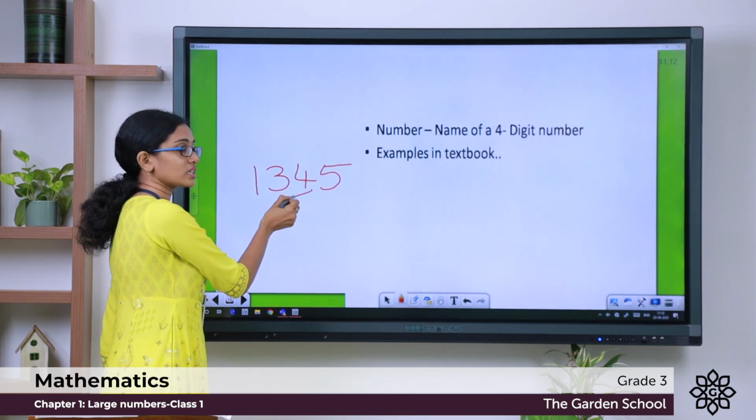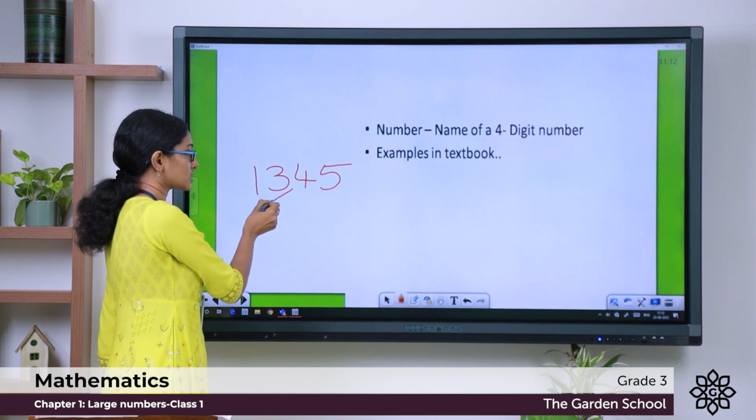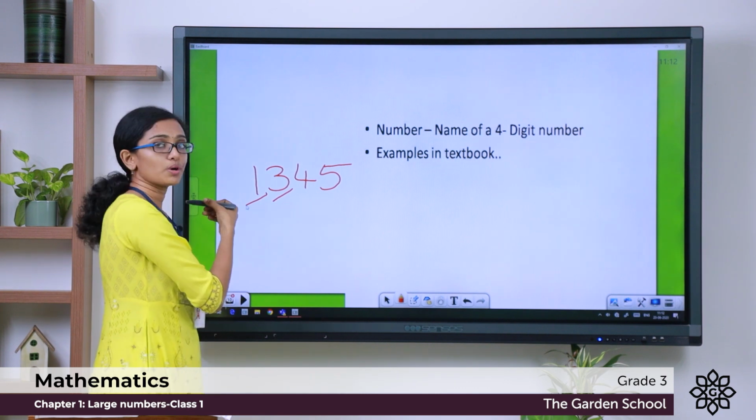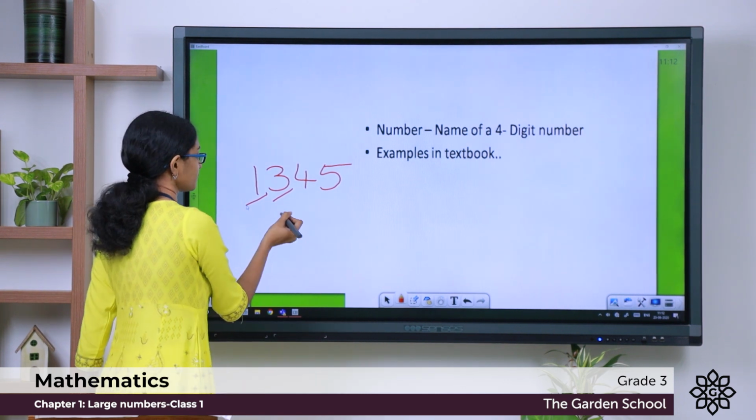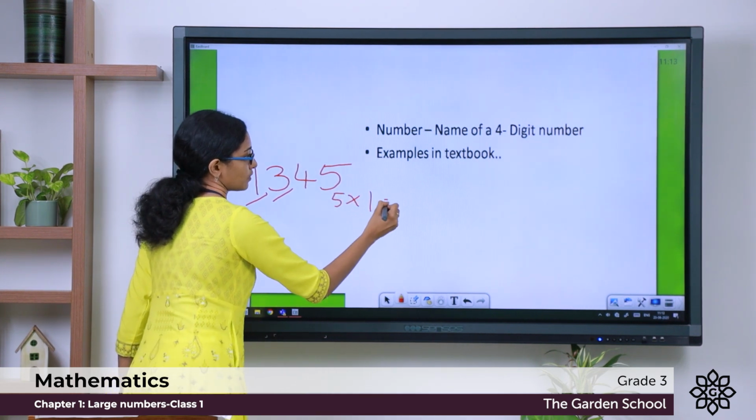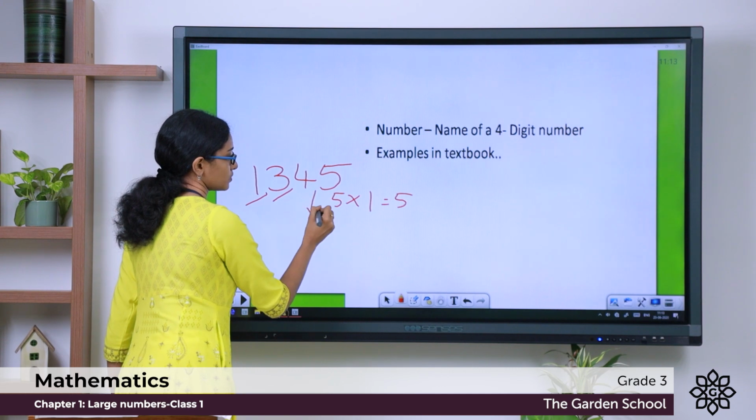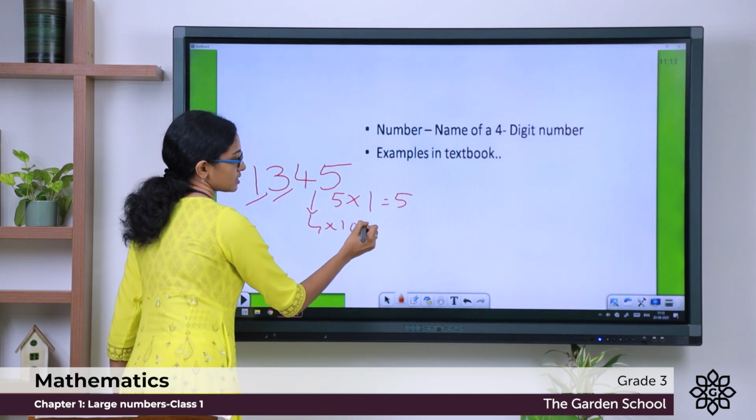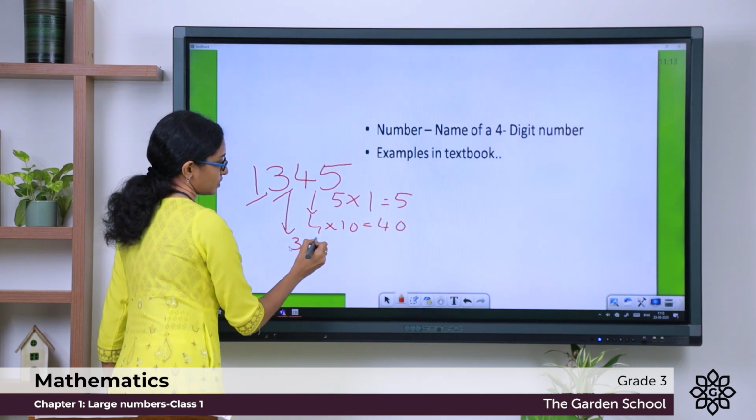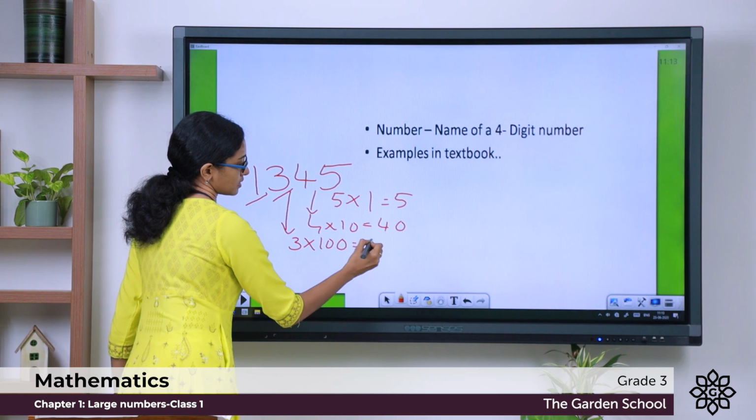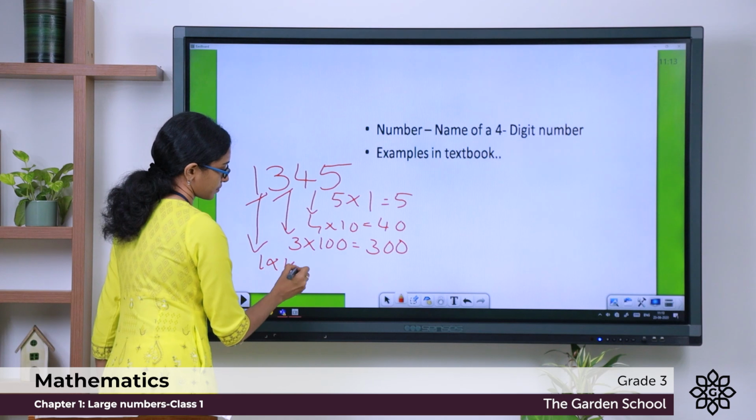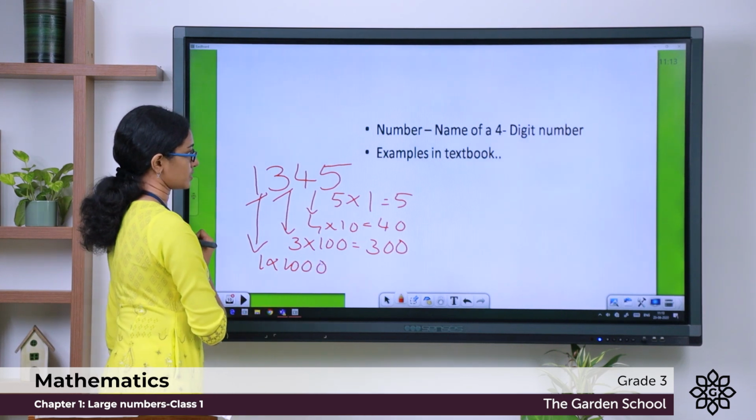So the face value of 4 is 4 itself, the face value of 3 is 3, and the face value of 1 is 1. Now let's see what the place value is in each case. Here the place value is 5 ones or 5, 4 equals 4 tens, 40, 3 hundreds equals 300, and 1 thousand equals 1000.